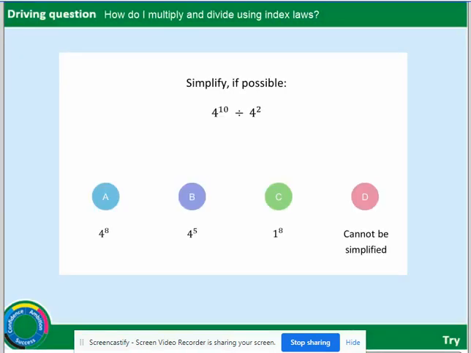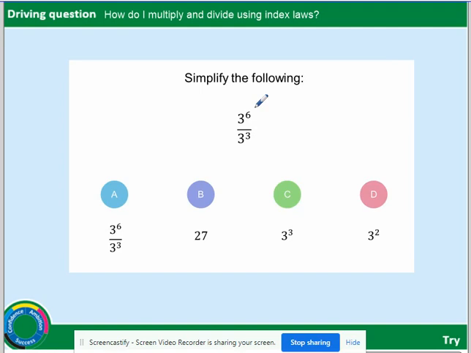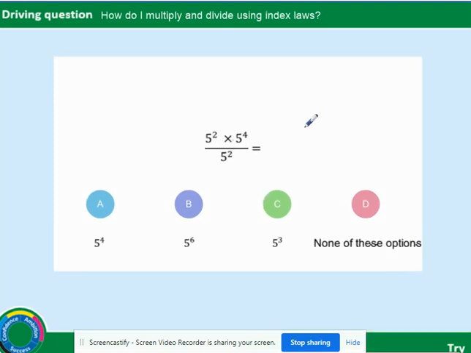Some quick fire questions. 4 to the power of 10 divided by 4 to the power of 2, 4 to the power of 8. 3 to the power of 6, this line means divide, divided by 3 to the power of 3, which gives us 3 to the power of 3. Okay, 5 squared multiplied by 5 to the 4 would be 5 to the 6. And then divide by 5 squared, which gives us 5 to the 4.